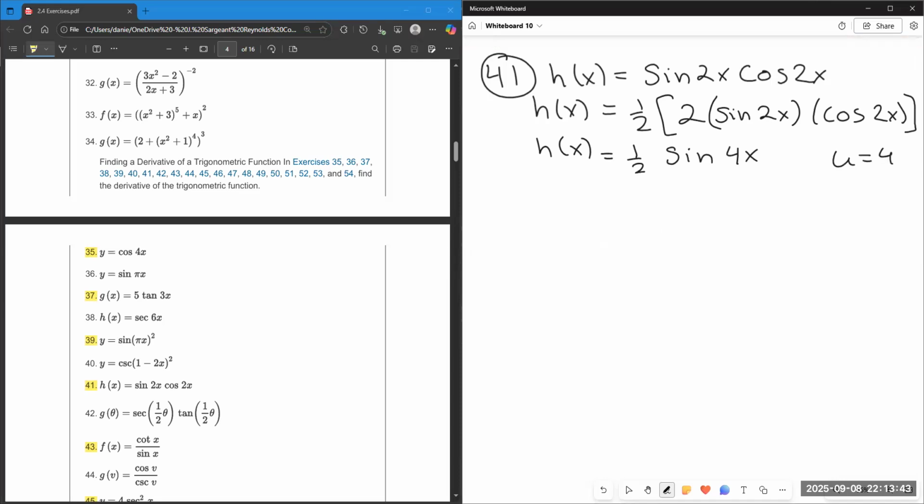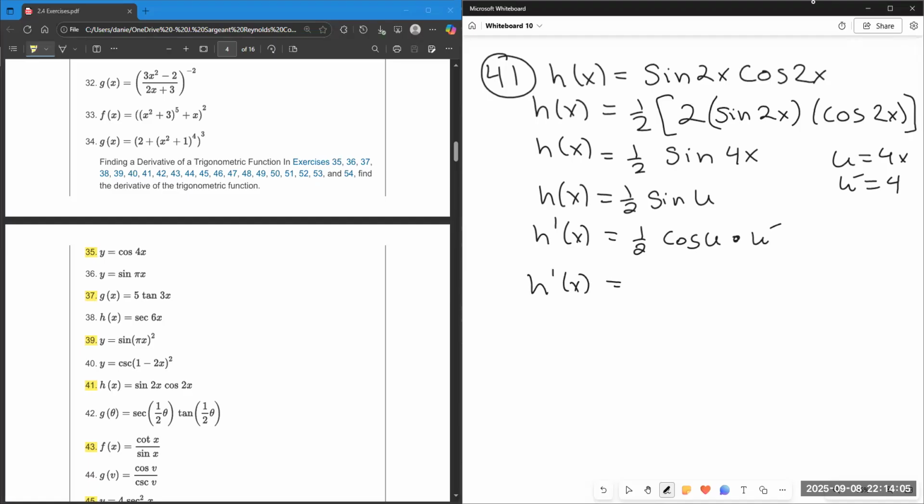My u is equal to 4x, and my u prime is equal to 4. So h of x is going to be 1/2 sine of u. h prime of x is going to be 1/2 cosine of u times u prime. h prime of x is 1/2 cosine of 4x times 4. Half of 4 is 2. Cosine of 4x.